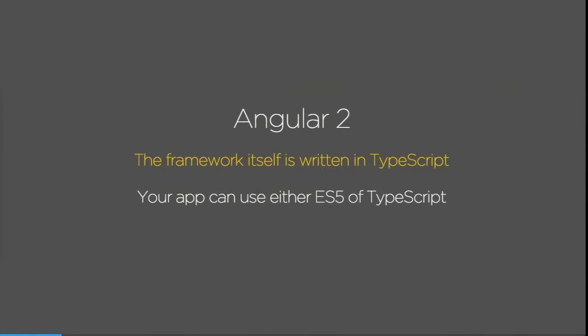So this is the obligatory Angular 2 crash course. Angular 2 itself, the framework, is written in TypeScript. But just because Angular 2 is written in TypeScript, it does not mean that your app needs to be written in TypeScript. You can write your app in ES5 or ES6, because TypeScript compiles down to either ES5 or ES6. So you can essentially write it in any of those languages or versions of the language.